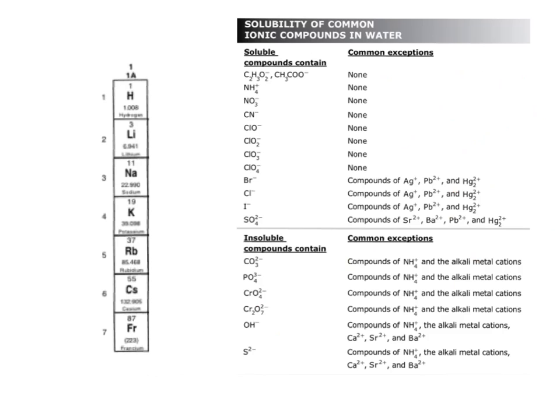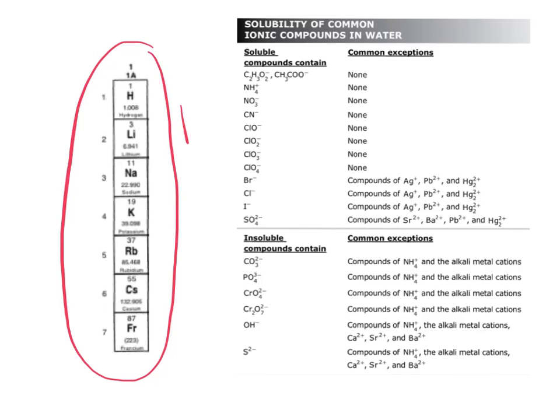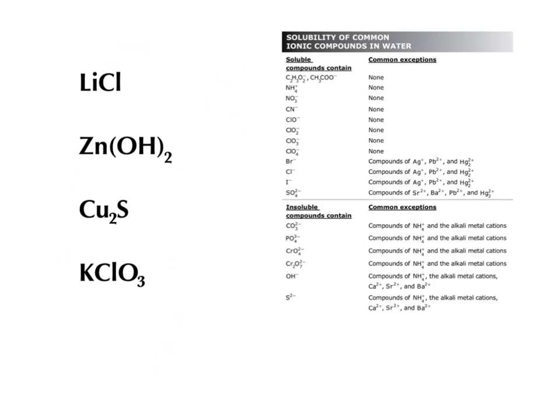Alright, so remember that group 1 is anybody in group 1. So if you ever see any of these, or NH4+, and notice that NH4+ is also listed up here, it will always be soluble no matter what. Okay, so let's try a couple of examples and see what happens.